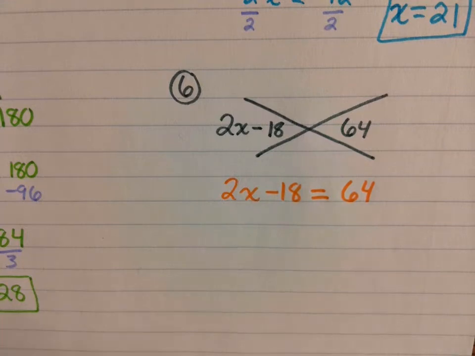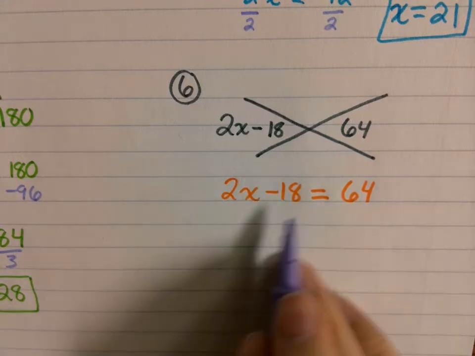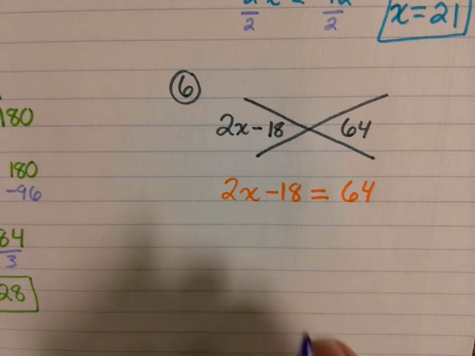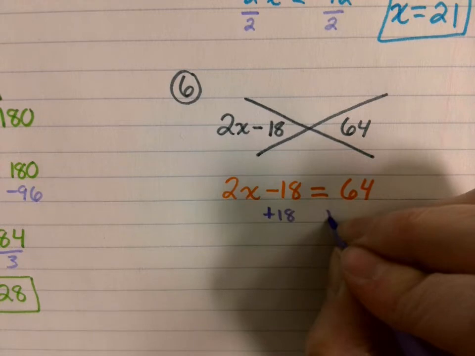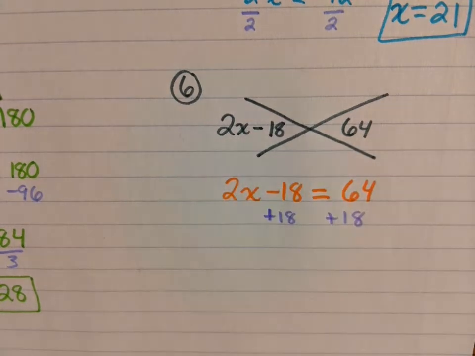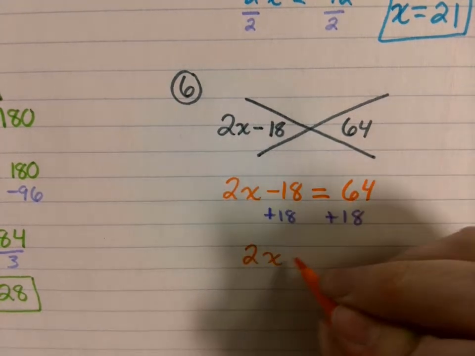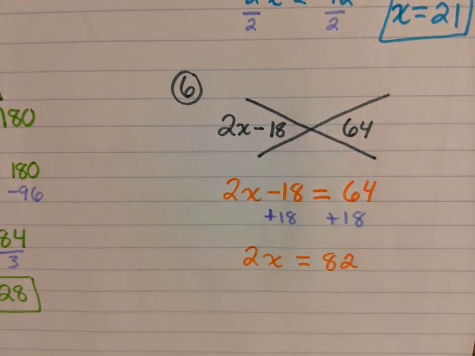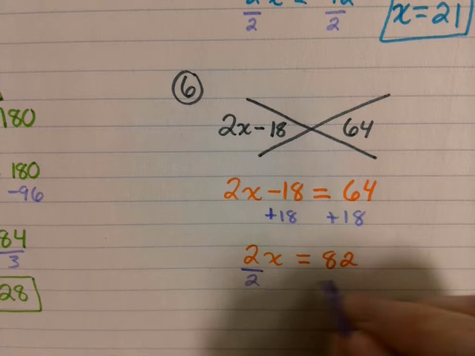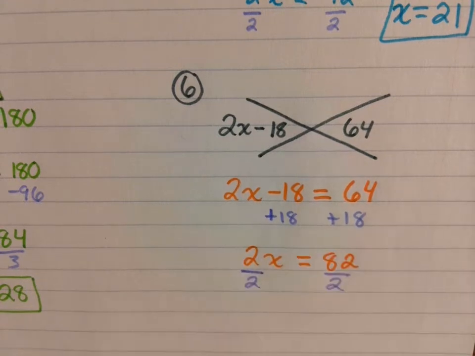What are we going to do first? Add the 18. We're going to add the 18 to both sides first. That's going to leave us with 2x is now equal to 82. And then the last step, we're going to divide both sides by 2. We'll get x is equal to 41.